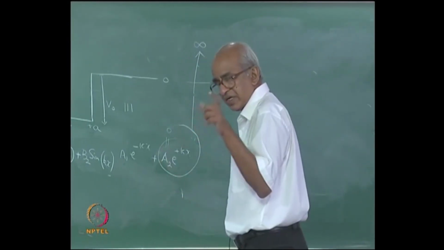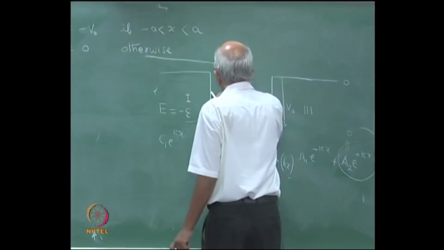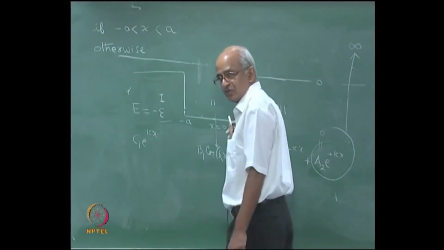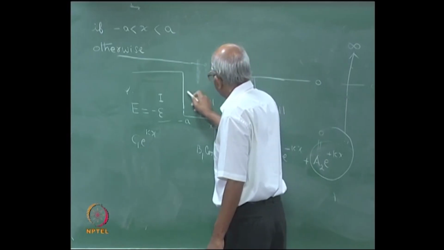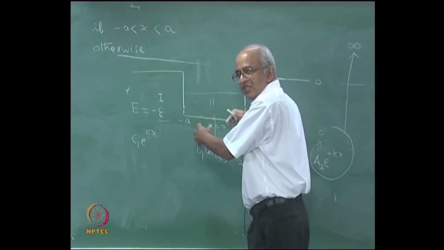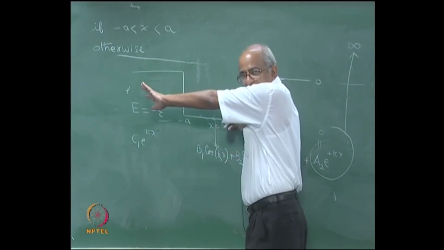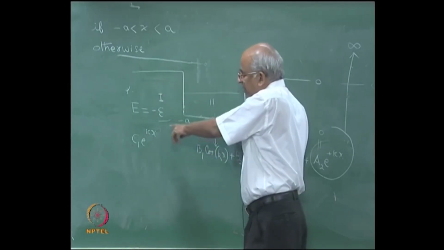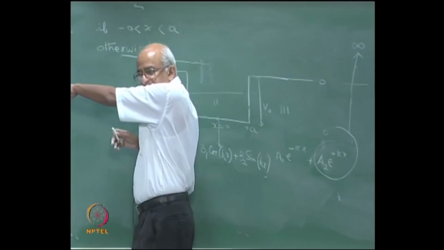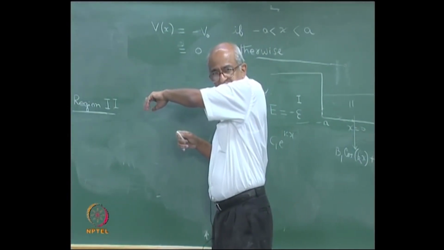Now, you have to be very clear as to why this is done. See, I am saying that the total energy of the particle is less than 0. So, therefore, what do I expect? I expect that the particle will be trapped within this potential well. It has no possibility of going away, right, and therefore, the probability of finding it at a large distance has to be vanishingly small, right. That is what we are doing.